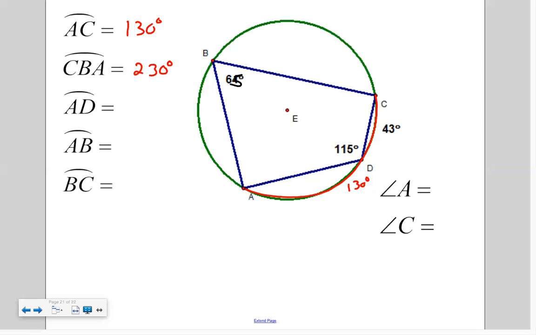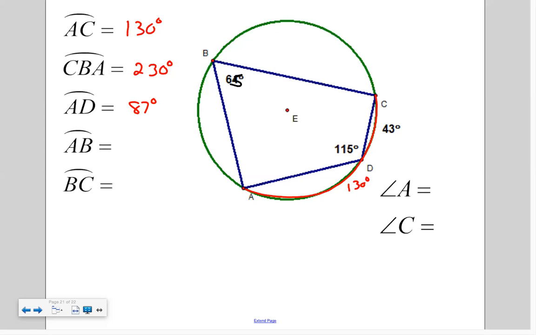Okay, arc AD. Well, if arc ADC, or arc AC, equals 130, I can subtract 43 from that to get arc AD, which would be 87. Right.